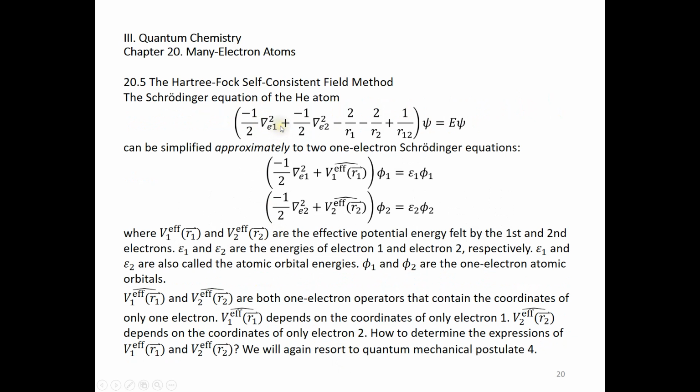The Schrödinger equation for the helium atom is this: H psi equals E psi. H is the Hamiltonian. The Hamiltonian consists of the kinetic energy operators for both the electrons, the attraction felt by both the electrons, and the repulsion between the two electrons. This can be simplified to two Schrödinger equations. In the first Schrödinger equation, it contains only electron 1. In the second Schrödinger equation, it contains only electron 2. Therefore, these two equations are one electron Schrödinger equations. In principle, we can always solve those one electron Schrödinger equations.